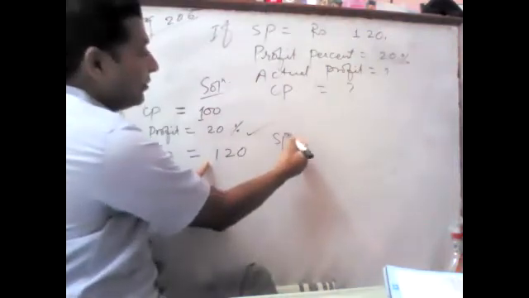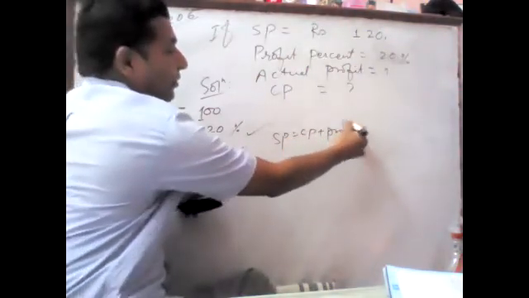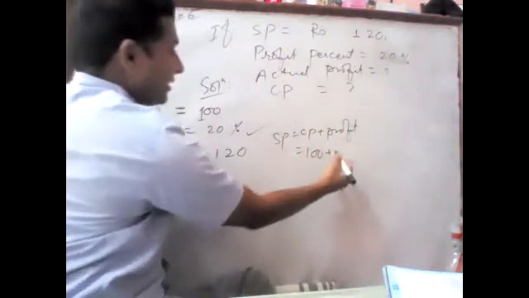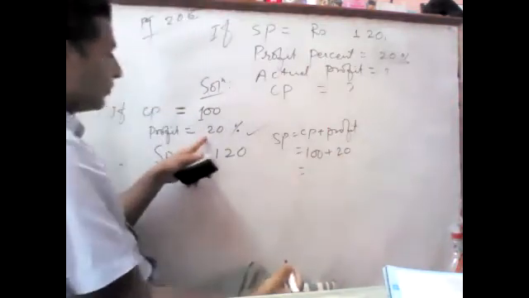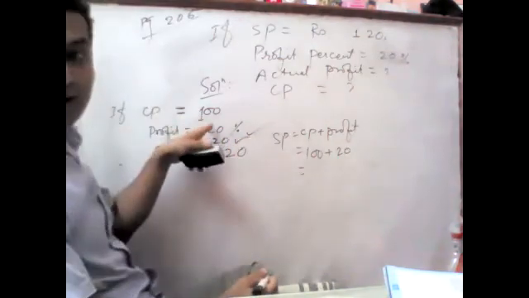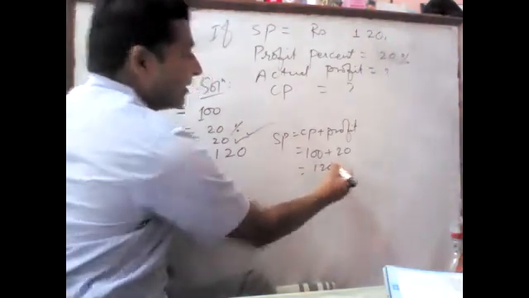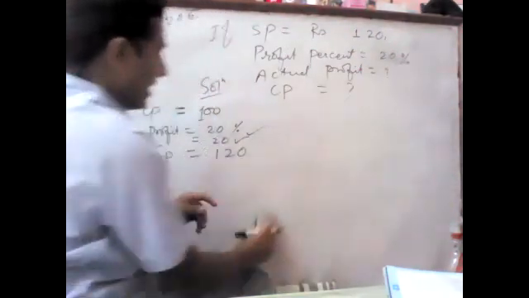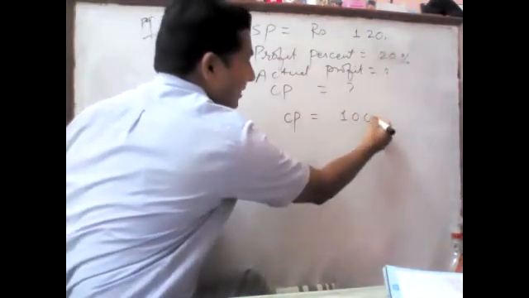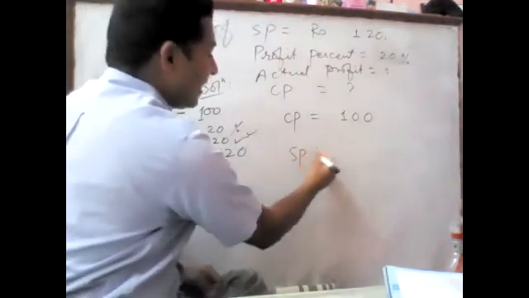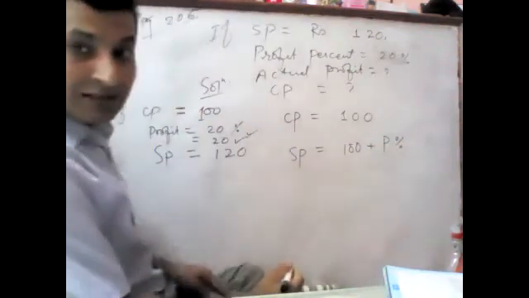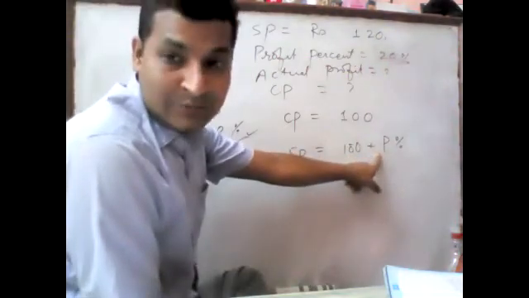So SP is equal to CP plus profit, that you know. So that 100 CP plus profit percentage is 20. So that profit 20% out of 100 means that is 20 only, because CP is 100, na? So that it will be 120. It means we come to know that in case CP is equal to 100, then we can write SP is equal to 100 plus profit percent. Similarly, in case of loss, we can take minus loss percent.